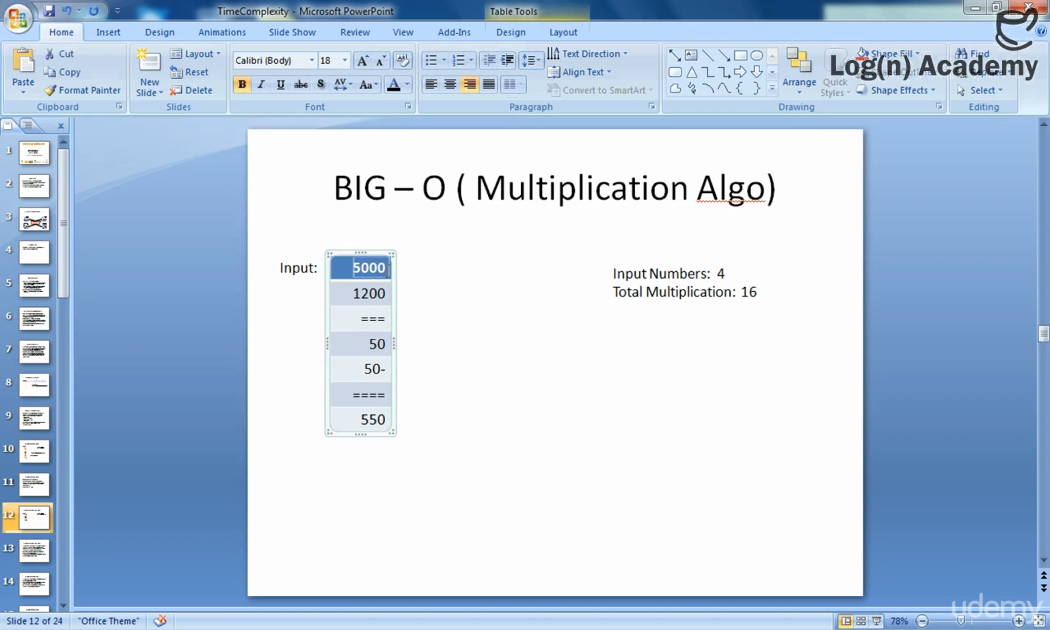If we have a 4-digit number, we have two 4-digit numbers, and the total number of multiplications we need to do will be the square of that number, right? So we have 4, the square of 4 is 16, like we did in the 3. When we had 3, the total multiplications were 9, the square of that number. So the complexity is increasing by the square of that number, right?